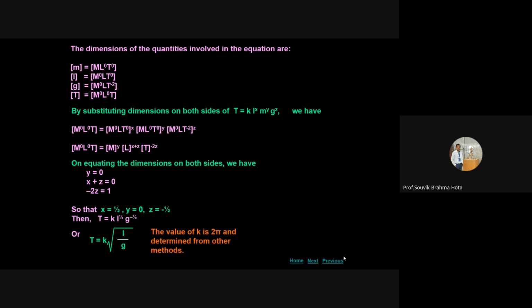And the value of K, experimentally, from another method, we get as 2 pi. So the formula finally becomes T is equal to 2 pi root over L by G. That is the actual established formula.